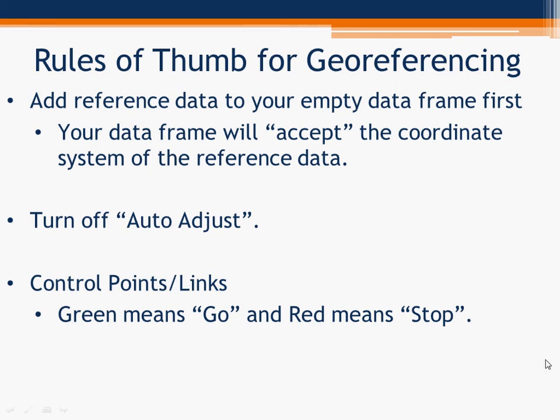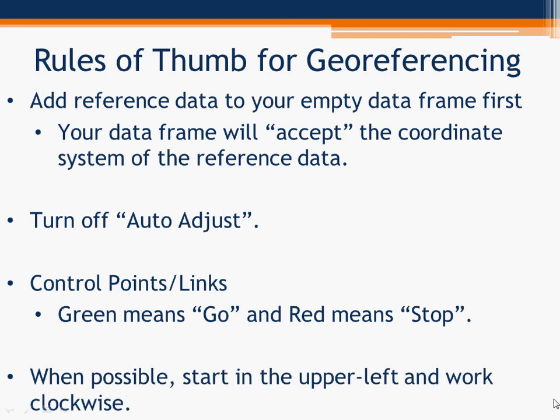So when you set up your control links, what is going to move is a green cross, and where it's going to stop, where you click in the interface, is a red cross. So green means go, red means stop. You'll hear me say that again in the demonstration video. And then the last rule of thumb: when possible, start in the upper left-hand corner and work clockwise. You can imagine a rectangular or square-shaped map that you're trying to move and put into coordinate space, for example, from image space, as I'll call it.